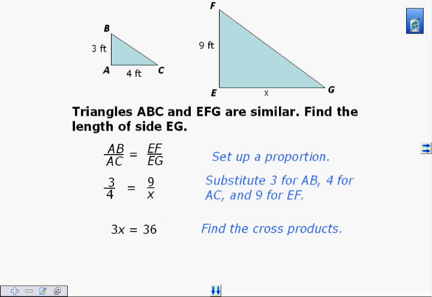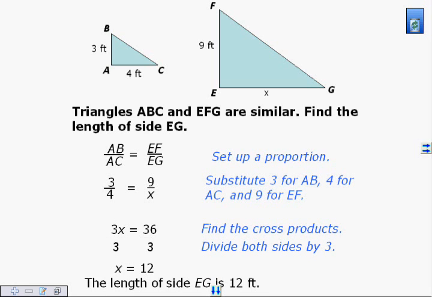and divide. So here's our equation, 3x equals 36. We found that by doing the cross products. Now we're going to divide both sides by 3 because that is the inverse operation of multiplication, which is what's going on over here with our x. So I divide by 3. That gets rid of the 3's on this side, gets x by itself, which is the goal. And 36 divided by 3 is 12. So the length of side EG is 12 feet.